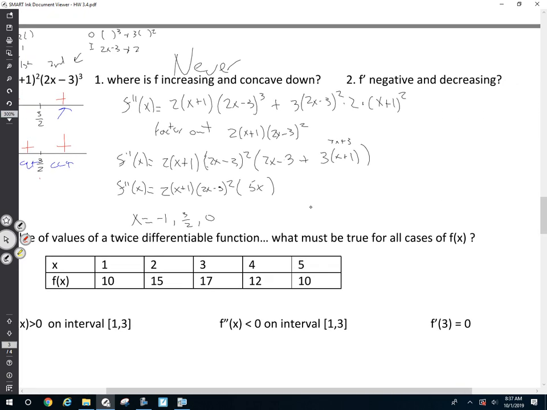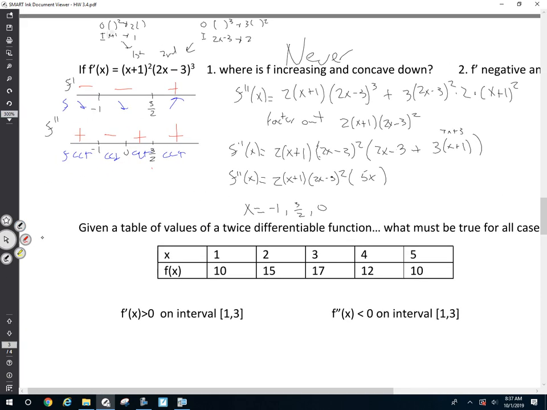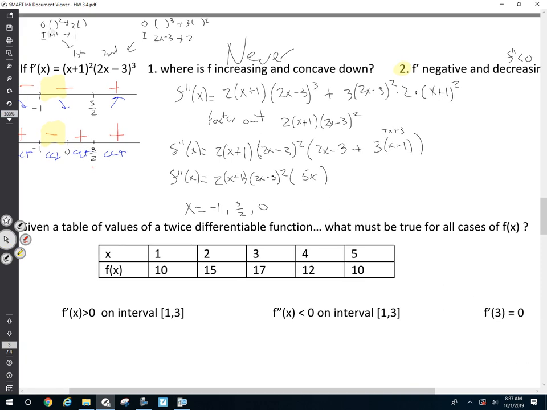When is f prime negative and decreasing? F prime is decreasing when its derivative is negative. So f prime is negative and f double prime is negative. F prime is negative, f double prime is negative. Here. There. So just from -1 to 0. All right.